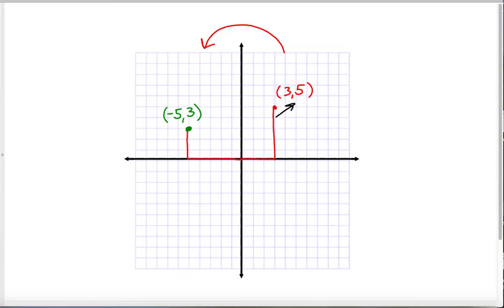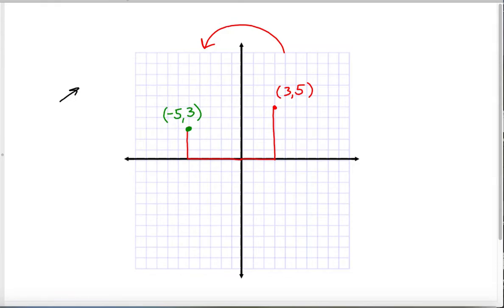What's the pattern with these numbers? Once again, I switched the order. So 3, 5 became 5, 3. And then this time though, I'm going to change the sign of the y value. Instead of changing the sign of the x value, I'm going to change the sign of the y value. So if it was a positive 5, now it becomes a negative 5. If the y number was a negative, then it's going to become a positive. And so there's our rule.